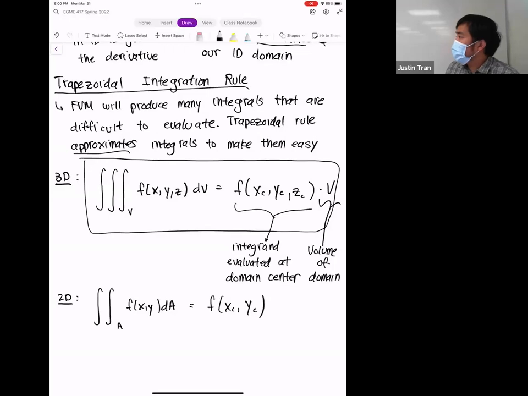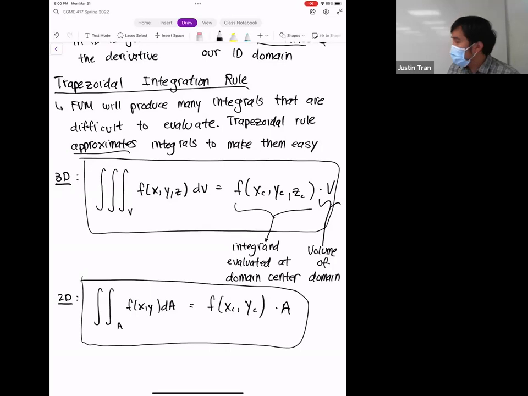We multiply it by the function value at the centroid. Just like in 3D, but here in 2D we only have two variables, and instead of multiplying by the volume of the domain, we multiply by the area.